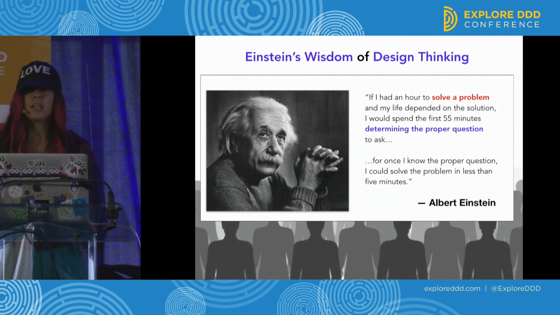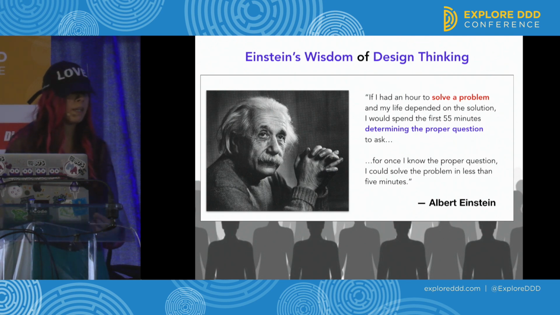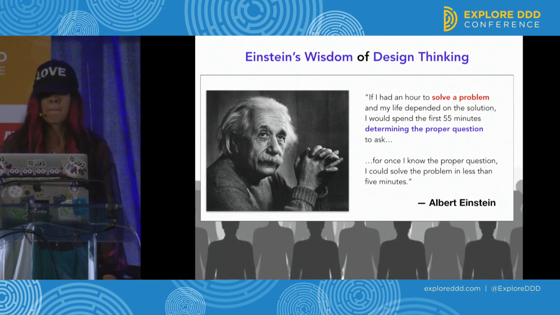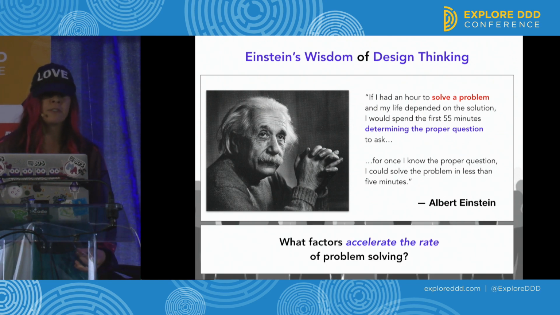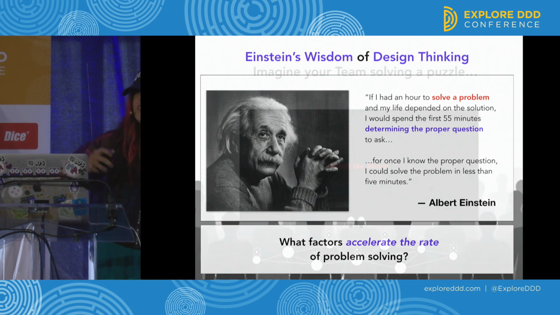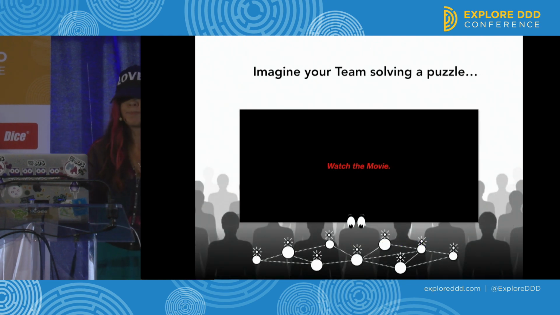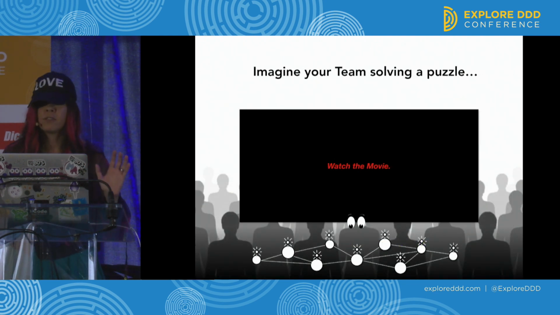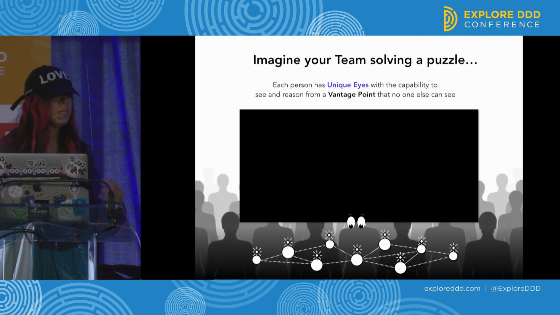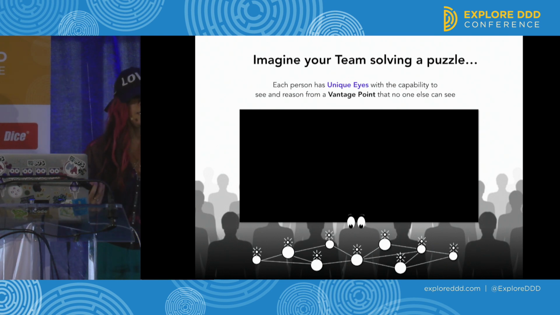And I started thinking about, what does this really mean to spend all this time determining the proper question? What factors accelerate the rate of our ability to solve a problem? So if you imagine your team is solving a puzzle, we can watch the movie of us solving this puzzle here and how we're going to solve this problem together. So each person on our team has unique eyes with the capability to see and reason from a vantage point that no one else can see.